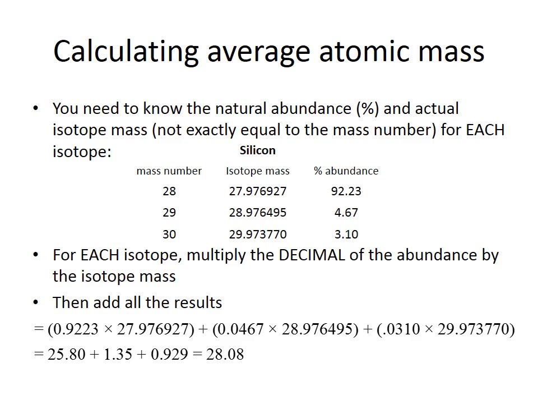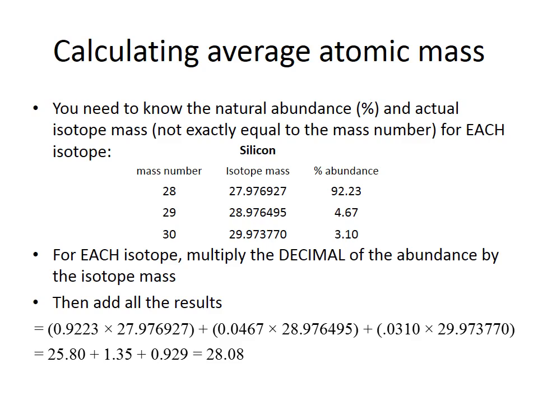So for silicon 28, I convert 92.23% to 0.9223 and multiply it by its mass, 27.976927. For mass number 29, I take the 4.67%, convert that to decimal, and I get 0.0467, and I multiply it by the mass, 28.9... And then for the mass 30, it has a 3.1% abundance. I convert that to decimal, 0.031, and I multiply it by its isotope mass, 29.97, etc.